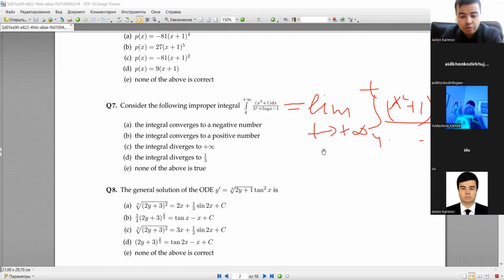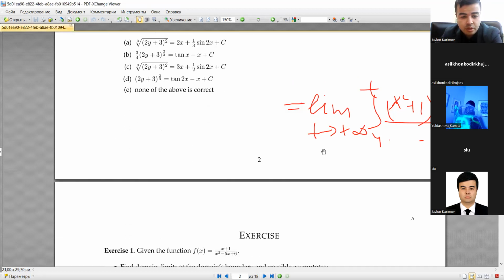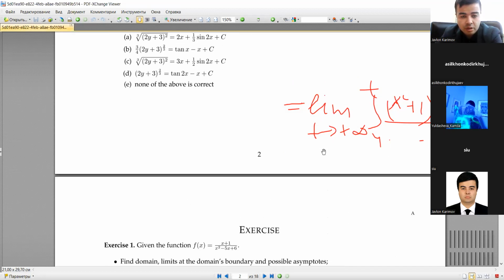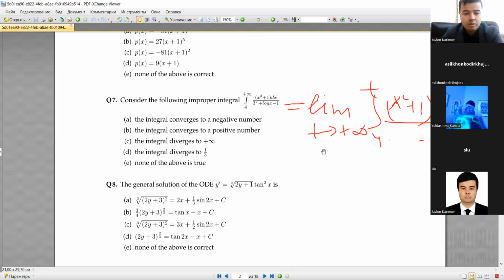And here, the last one we have, I think it is number 8. This is an ODE, but it's very easy. Let's first of all consider the last one, and we will return to number 7. So for the last one, I will show the method. This is with separable variables.